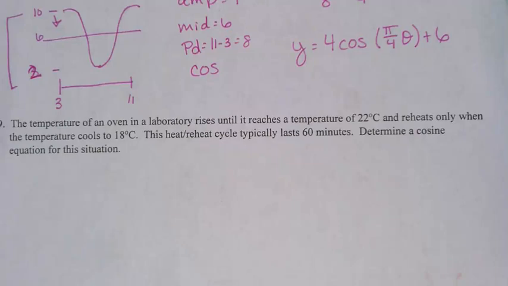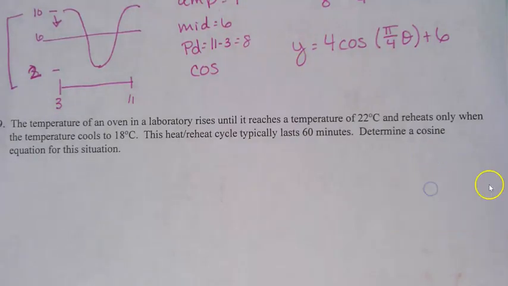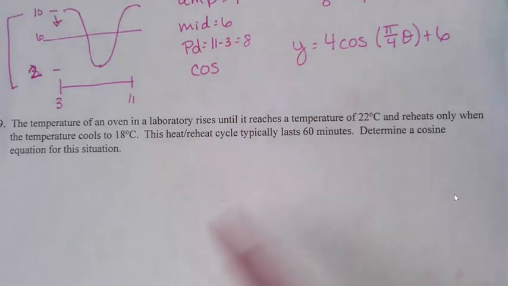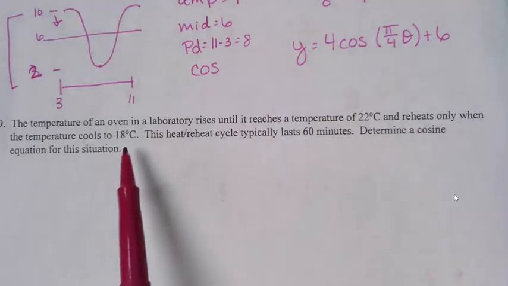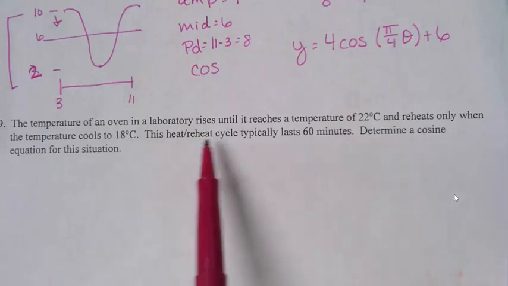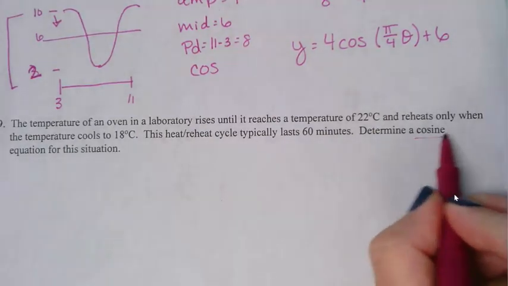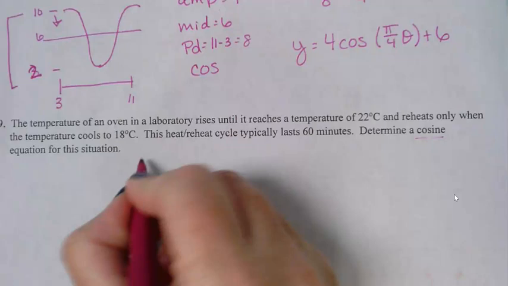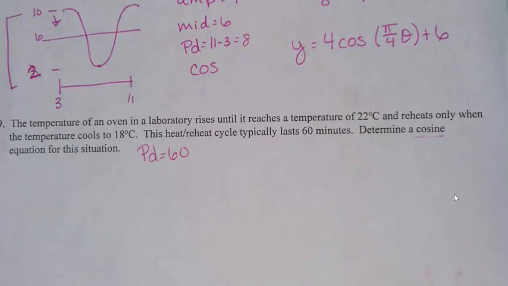The temperature of an oven in a laboratory rises until it reaches a temperature of 22 degrees Celsius and reheats only when the temperature cools to 18. This reheat cycle typically lasts 60 minutes. Determine cosine, okay? Here they're telling us my period is 60.